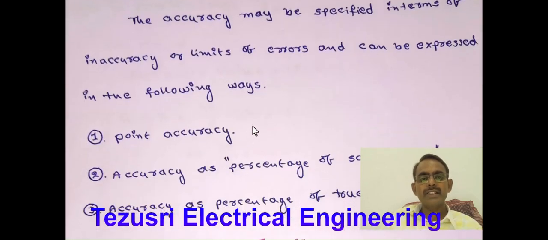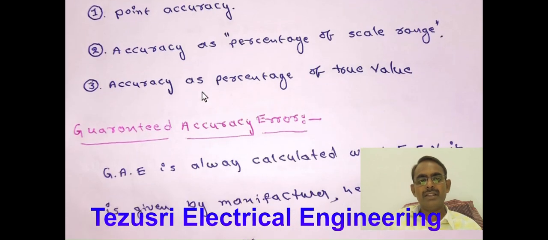First, the accuracy is specified in terms of point accuracy. This means the accuracy is specified at a point in the scale, not over the zero to full scale range. Second, the accuracy is specified in terms of percentage of scale range. Another one, accuracy as percentage of true value: the accuracy of an instrument is specified in terms of percentage of true value.